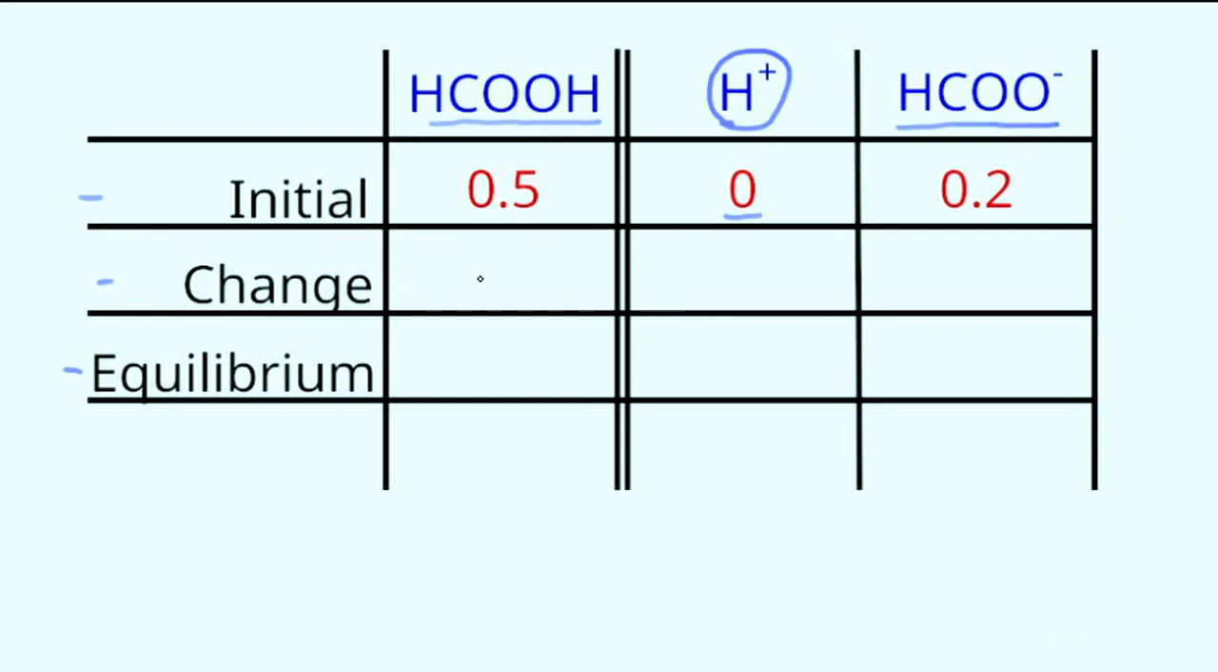Next, the change. Remember that a little bit of the acid has to go to make the products, so we need to take a little bit away, which we normally call X. And on this side, we're going to add some X to both of these. Lastly, the equilibrium is going to be just the first two all combined together. So this one's just X. And lastly, we got 0.2 plus X.